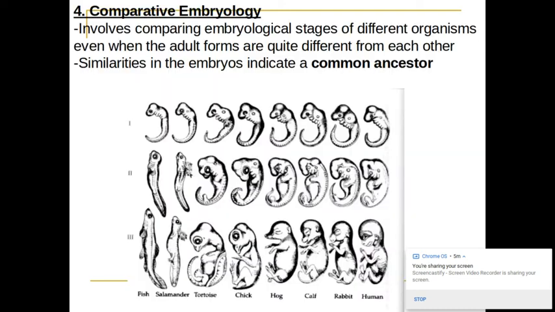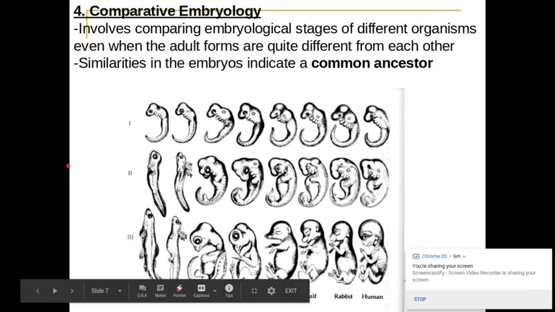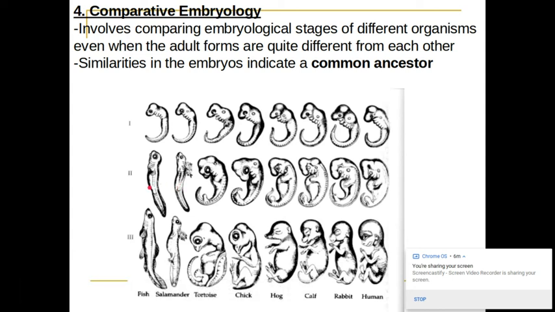We can study embryos, comparative embryology. It involves comparing embryological stages of different organisms, even when the adult forms are quite different from each other. So look at those similarities in these embryos. This again is indicating a common ancestor. So here you see it in early development with the embryo, a little bit later. You can see the first two start to change a little bit, the fish, the salamander, but look at the tortoise, the chicken, the hog, the calf, very similar. The rabbit, the human. Here it is a little bit later. The last four, the hog, the calf, the rabbit, the human, stay very similar.